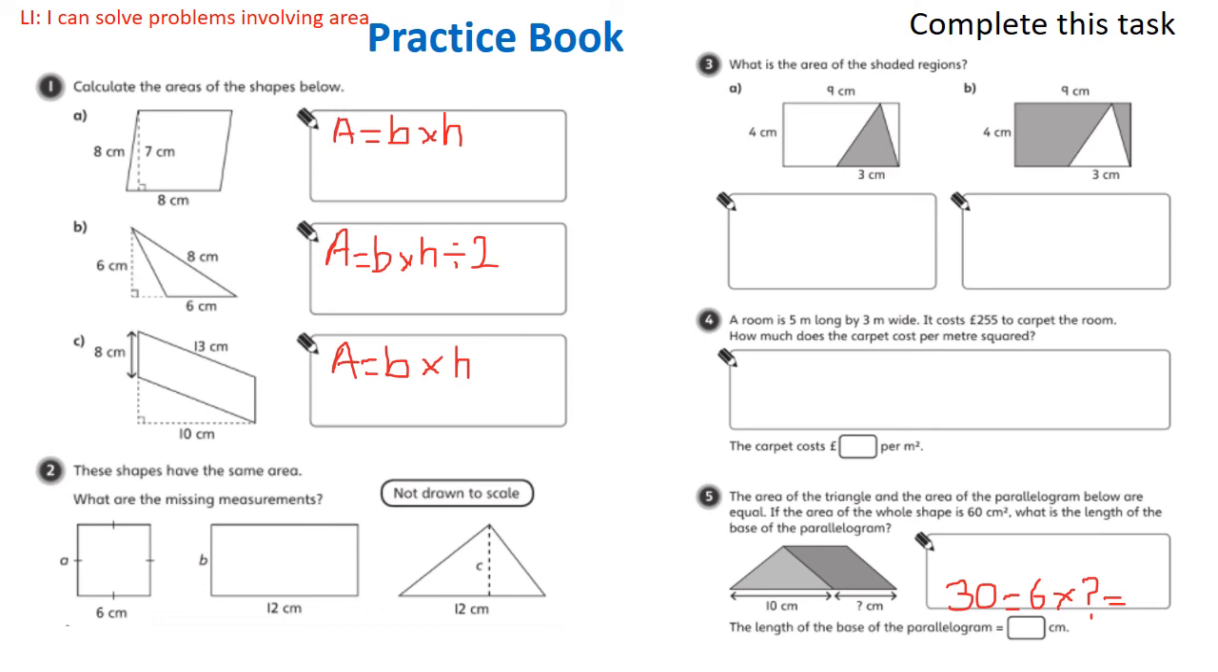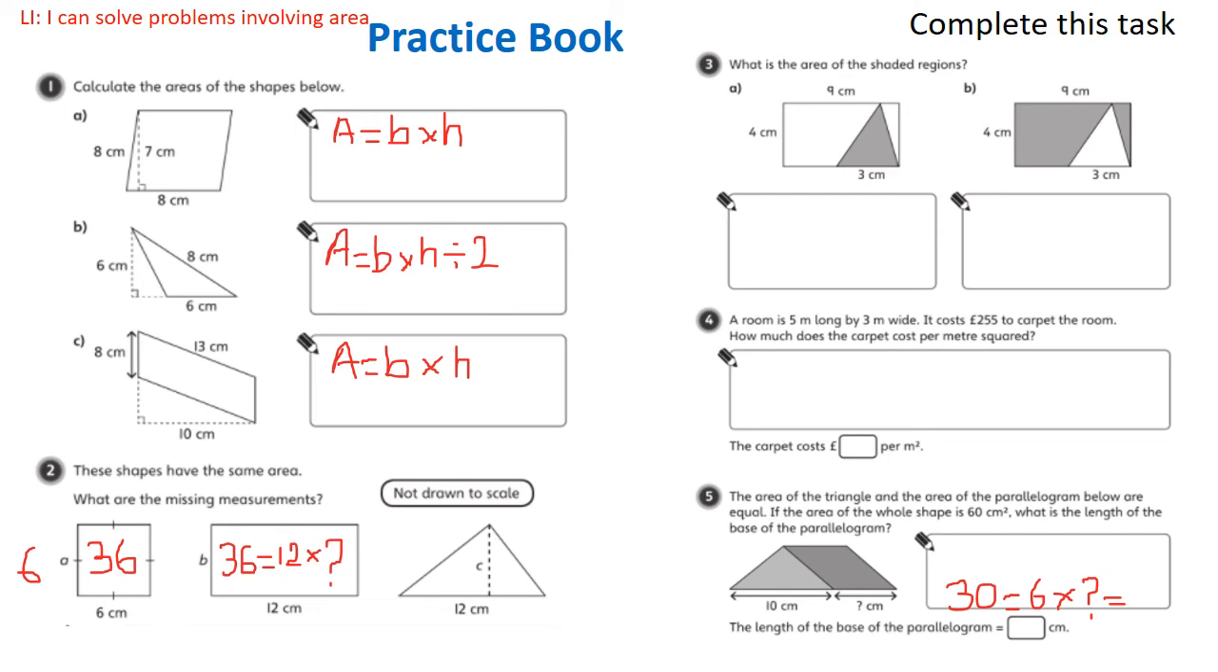Question 2. These shapes have the same area. What are the missing measurements? Now, the most important thing to look at when we're looking at the first shape is to realize that that is a square. If one side is 6, that means all sides are 6. We can then work out the area of the square. 6 times 6 is 36. That will help you work out B and C.